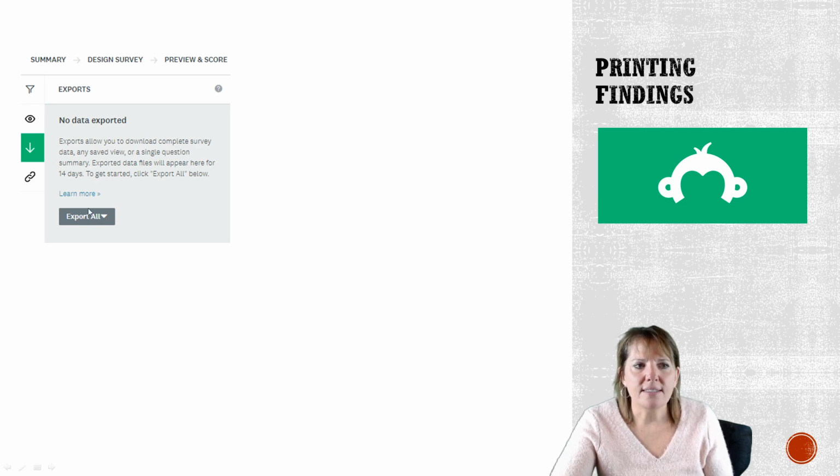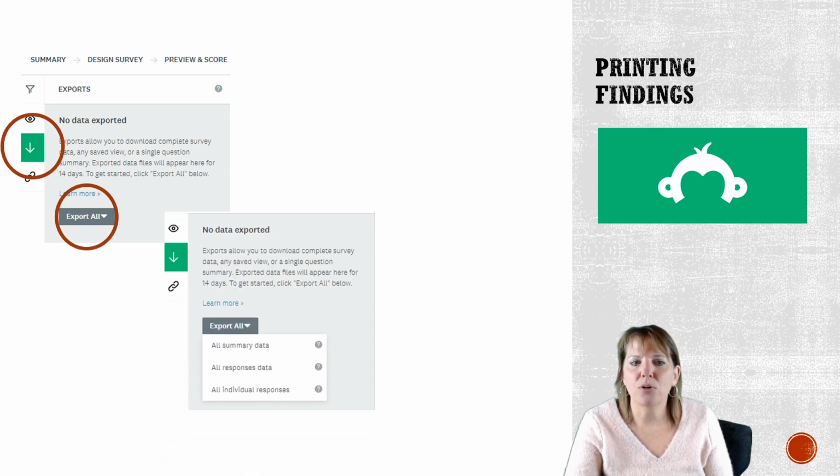So in this case, on the left-hand side of your SurveyMonkey screen, you're going to see this arrow. And when you click on that arrow, it's going to show you an export all function. I want to show you a couple different things. So again, arrow, export all.